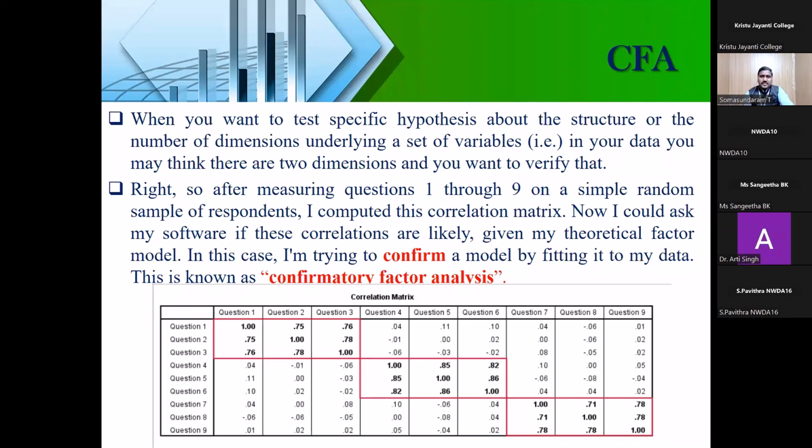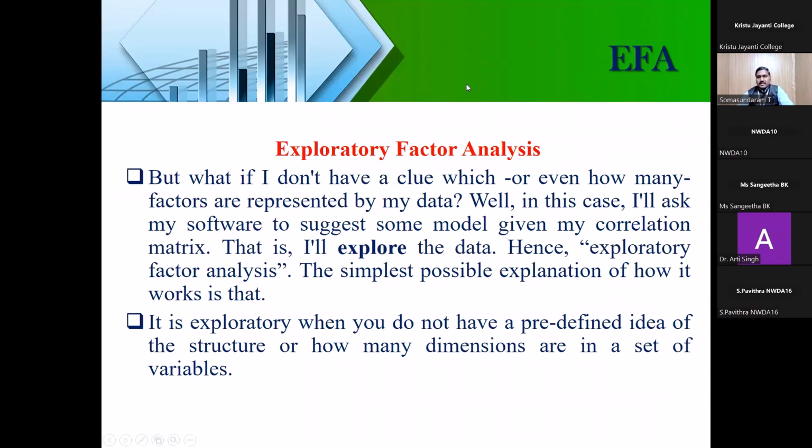How do I know that? Sometimes a variable can be part of 2 factors also. But which one do I need to put it under? That you can get through the output called the rotated component matrix. That is the final output you will get from the factor analysis. Correct? So this is CFA and exploratory factor analysis.